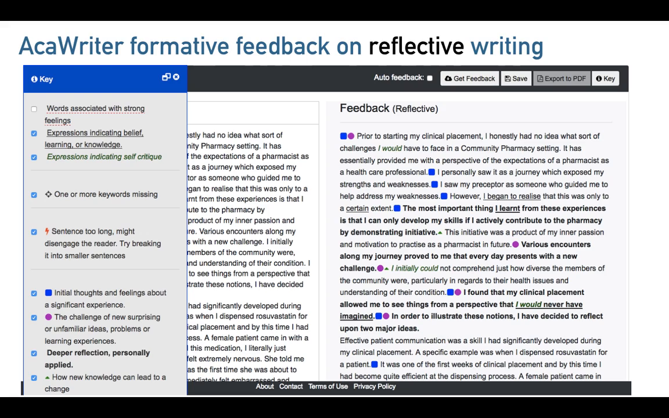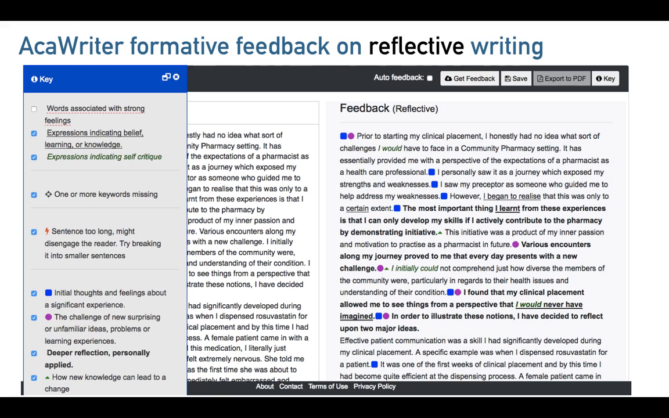If you look at the key down at the bottom left there, now we're looking at initial thoughts and feelings about a significant experience that you had, what you found challenging. Are you applying it to yourself personally? A green triangle is how this might change the way you deal with the situation in the future. Okay? And so we have a completely different parser for this genre of writing, and you can see on the right there some examples of the kinds of things this tool was picking up.